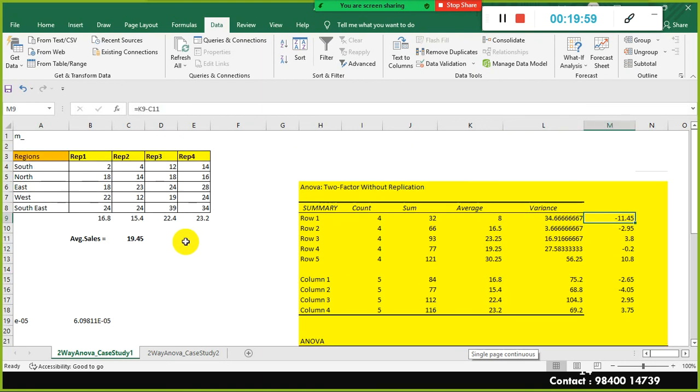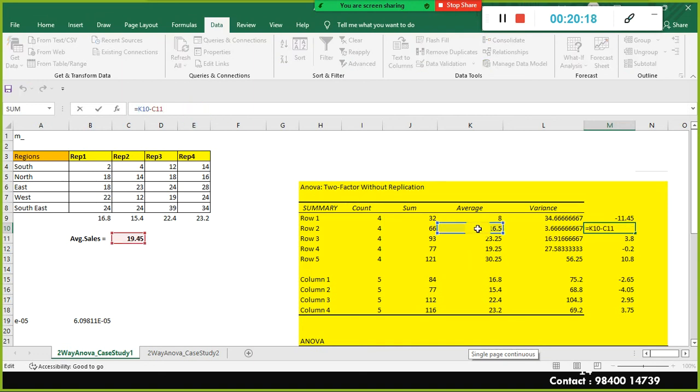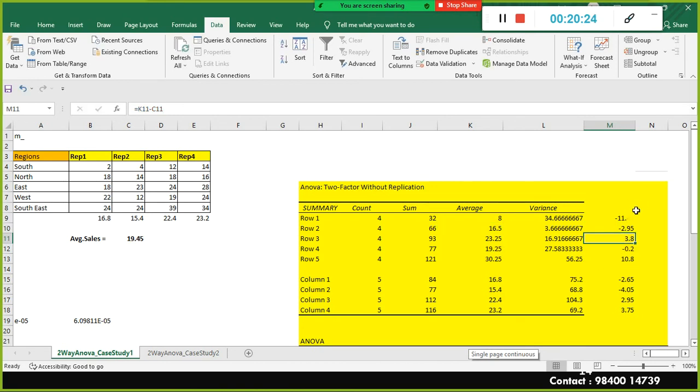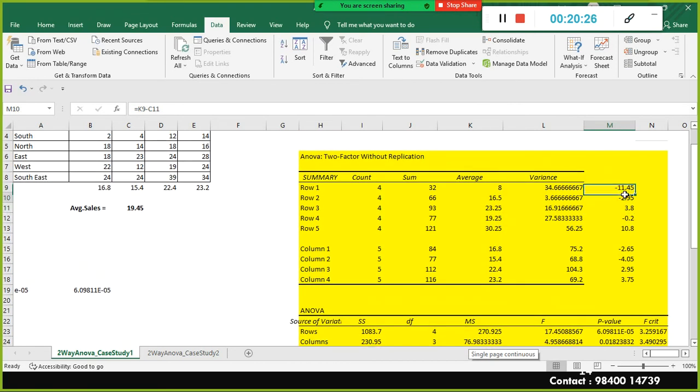Next, I need to find out the effect here. So what is K9 minus 16? So here my K9 is average, right? So each row average minus this one, I need to find out. This one will give me the effect. This is called your effect. And K10, if I click on here, this average minus this overall average, it gives me the effect. Okay, I'll tell you why we need to find out the effect a little later.